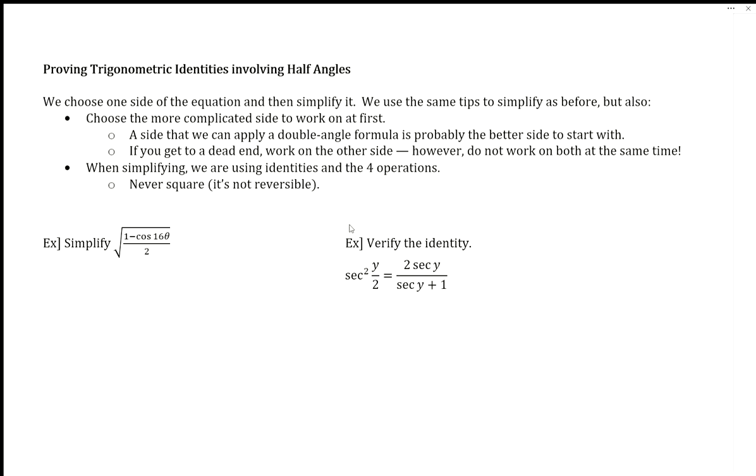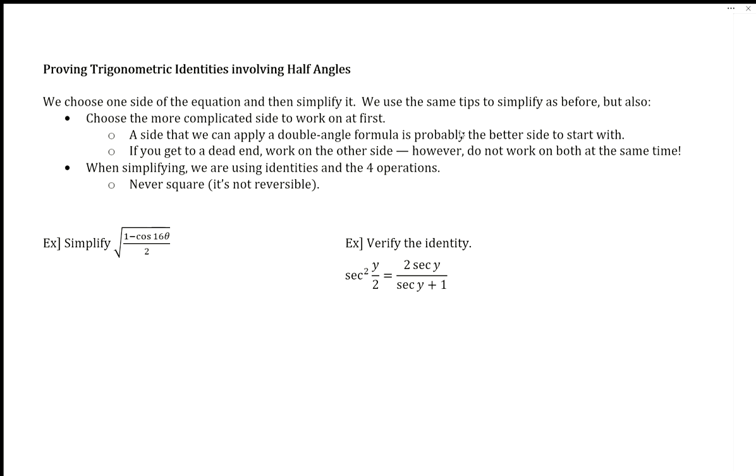Hi everyone, and welcome to our video on simplifying a trigonometric expression and proving an identity for the second one. All proving identities or simplifying are really just based on identities from anything that we've dealt with in the past.